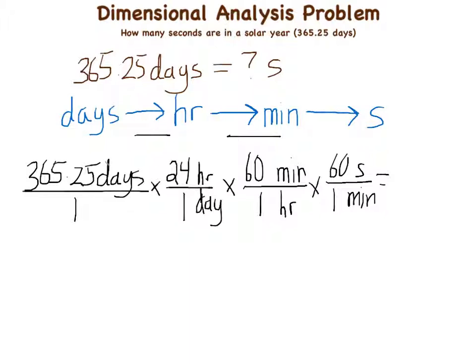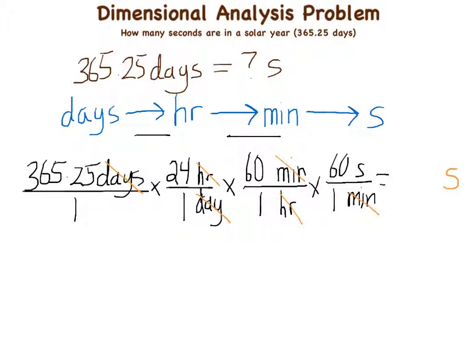Days divided by days cancel out. Hours divided by hours cancels out. Minutes divided by minutes cancels out. So we're left with seconds. If we worked it out based on units, the answer will be in seconds, which is exactly what we want. So therefore, all we have to do is plug all these numbers in.